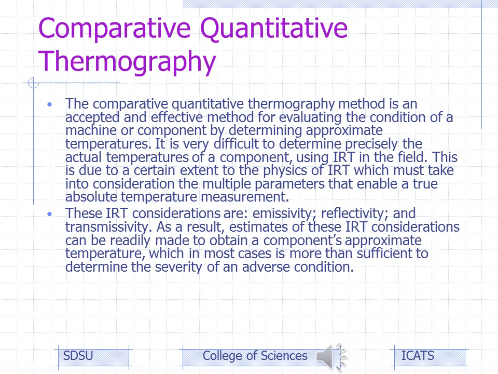Okay, then there's comparative quantitative thermography. The comparative quantitative thermography method is an accepted and effective method for evaluating the condition of a machine or a component by determining the approximate temperatures. In certain cases, the temperature is the critical thing, not the difference in temperatures. It is very difficult to determine precisely the actual temperatures of a component using infrared thermography in the field.